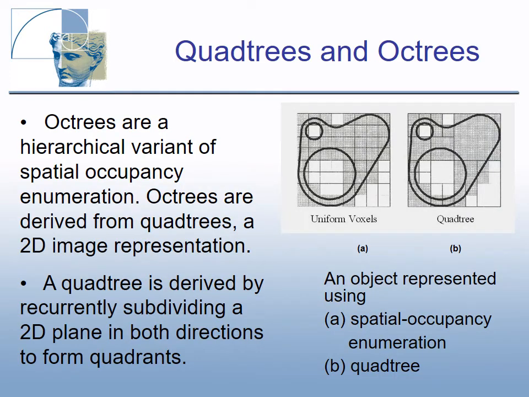Octrees are a hierarchical variant of spatial occupancy enumeration. Octrees are derived from quadtrees, a 2D image representation. The image shows an object represented using spatial occupancy enumeration at the left and a quadtree at the right. A quadtree is derived by recurrently subdividing a 2D plane in both directions to form quadrants. As soon as a rectangle is completely empty or completely full, it is marked as such and is not subdivided any further. Note the big empty area in the center of the right image.